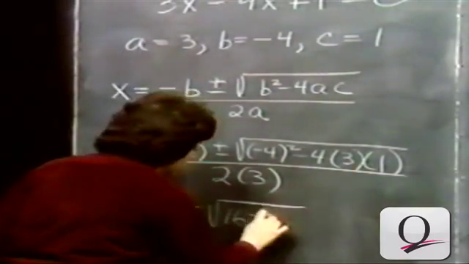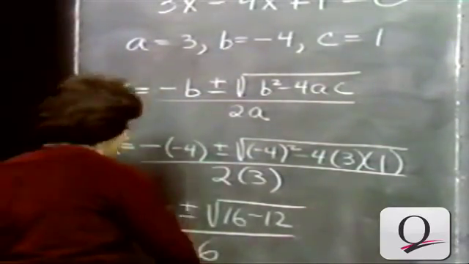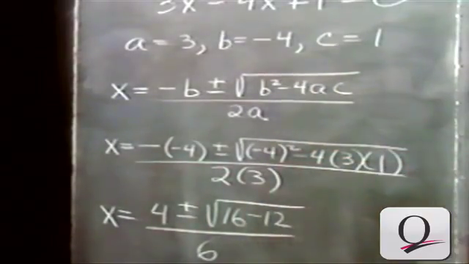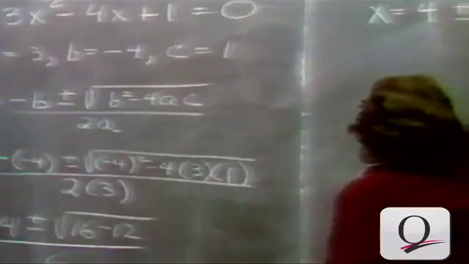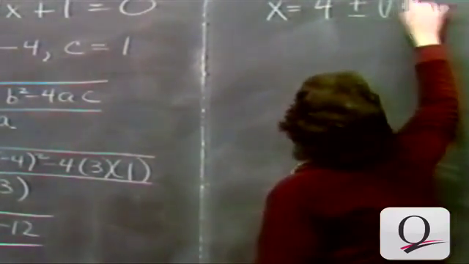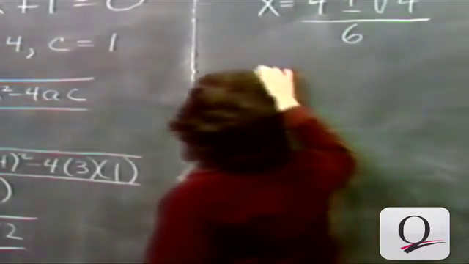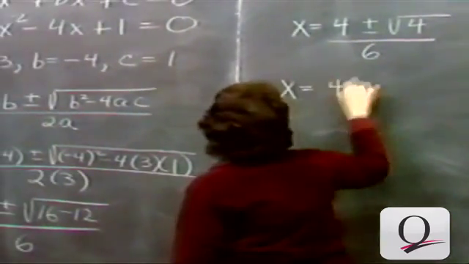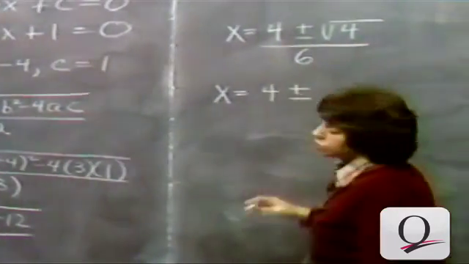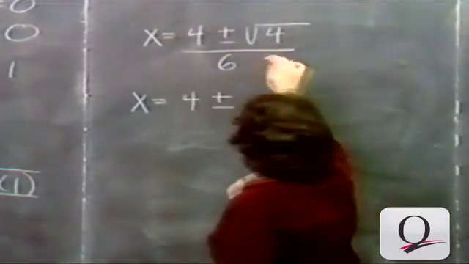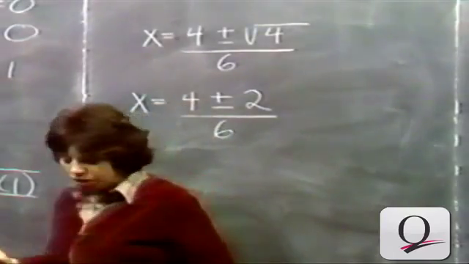Minus 12 over 6. We get x equals 4 plus and minus the square root of 4 over 6. Now notice in this case, the number under the square root sign happens to be a perfect square. The square root of 4 just gives you 2. And we have this 4 plus and minus 2 over 6.